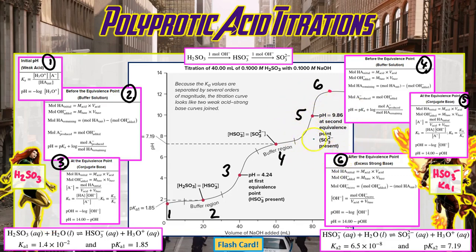And of course, we have SO3 2 minus that's left over. So again, we're going to go ahead and get the Kb value of that SO3 2 minus after our RICE table and everything. That's going to give us the OH minus amount. We can get the pOH and then go further to get the pH value.